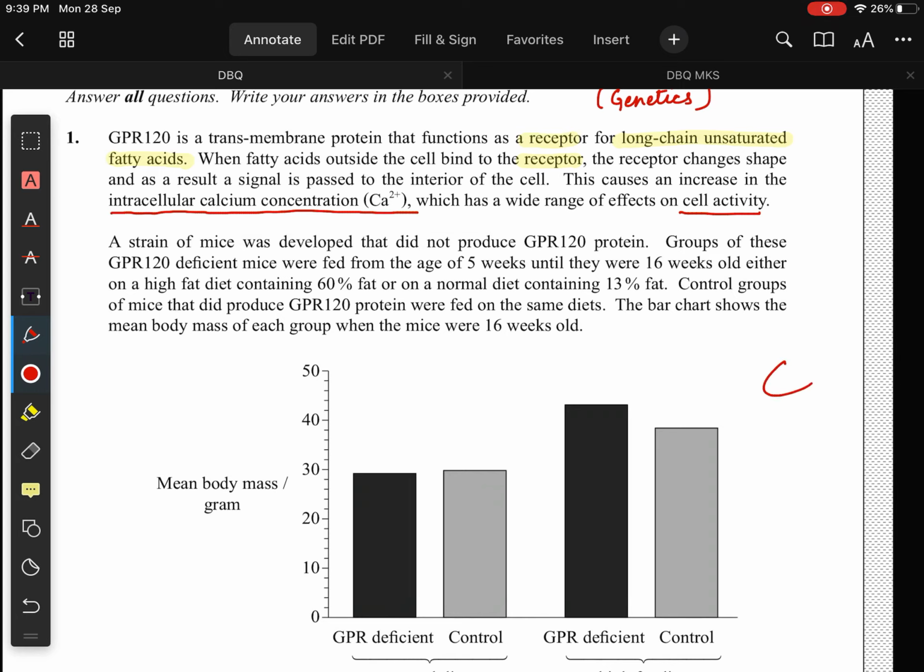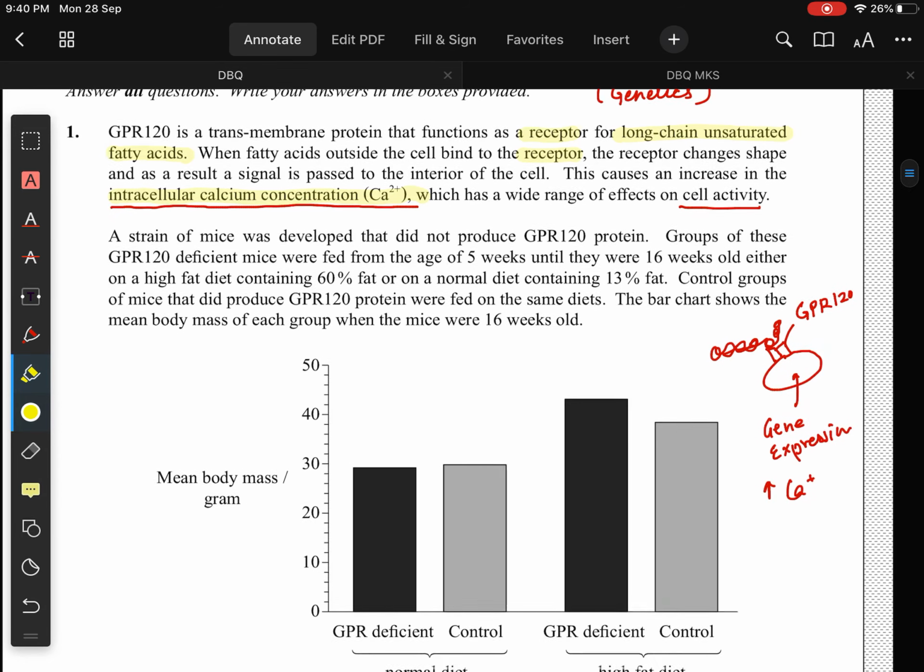So basic information you must have: in a cell, we are talking about gene expression here, and they are the receptors. So here GPR120 is the receptor for long chain fatty acids. Long chain fatty acids can attach to this receptor, and it initiates the expression of a gene which causes the increase in the calcium ion concentration. This is what we understand from the question so far.